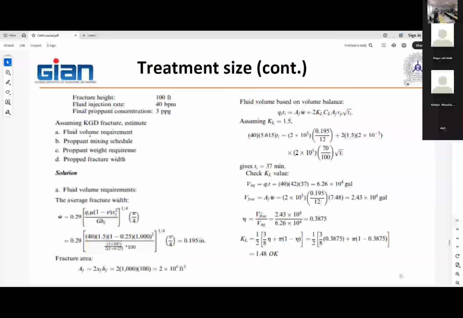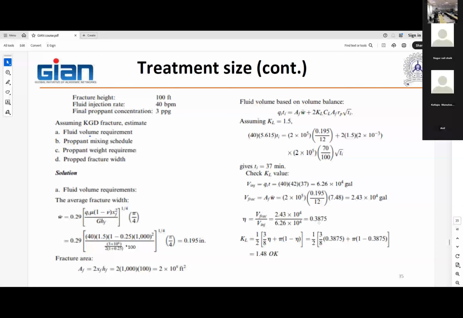Eta is the amount of fluid in the fracture divided by the total fluid injected. So V frac, you know, is 2.43 times 10 to the 4. V injection, you know, is 6.26 times 10 to the power 4. So you divide this by that and you get 0.3875. So what is 0.3875? It is the amount of fluid that stays in the fracture divided by the total. This means 38% of the fluid that you pump stays in the fracture and the rest goes into leak off. Okay, that's what it means.